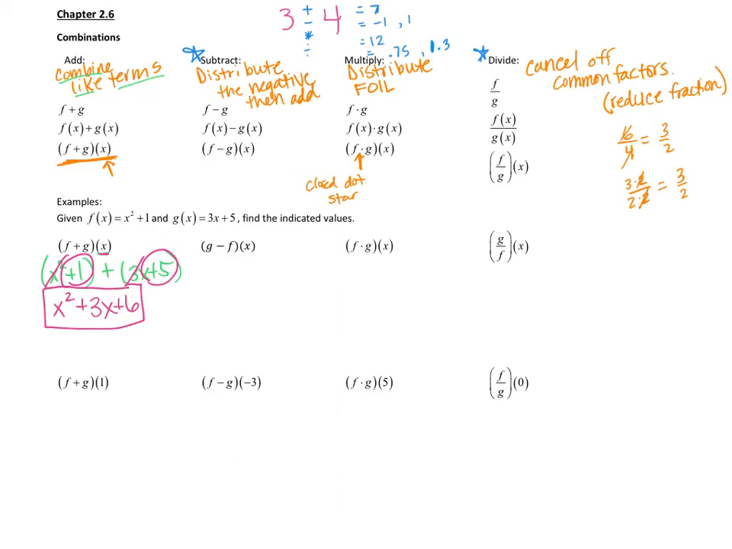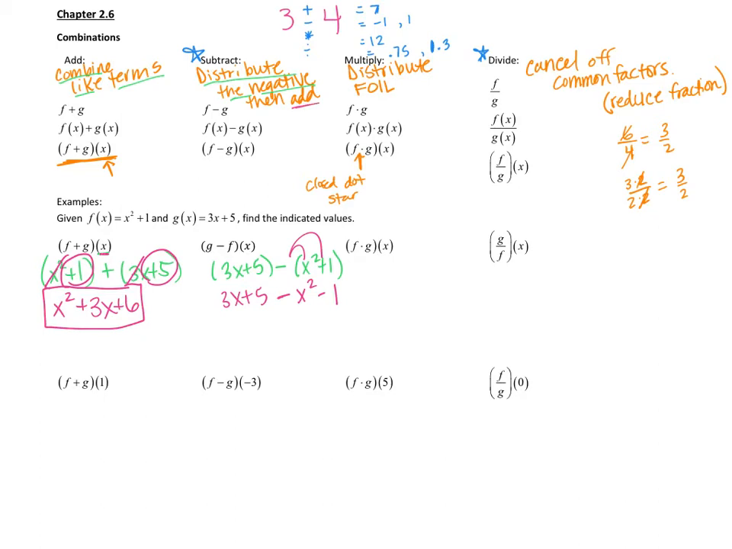This time we're going to take g and we're going to subtract f. So I'm going to start off with my g function this time, 3x plus 5. We're going to subtract x squared plus 1. Remember, with subtraction, we first need to distribute the negative. So I'm going to distribute that negative to my x squared and my 1. So I'm going to have 3x plus 5. Now we have a negative x squared minus 1. And then I'm going to add those together.